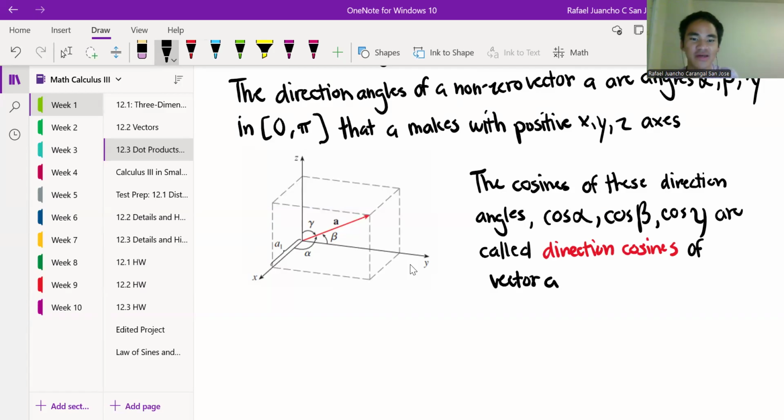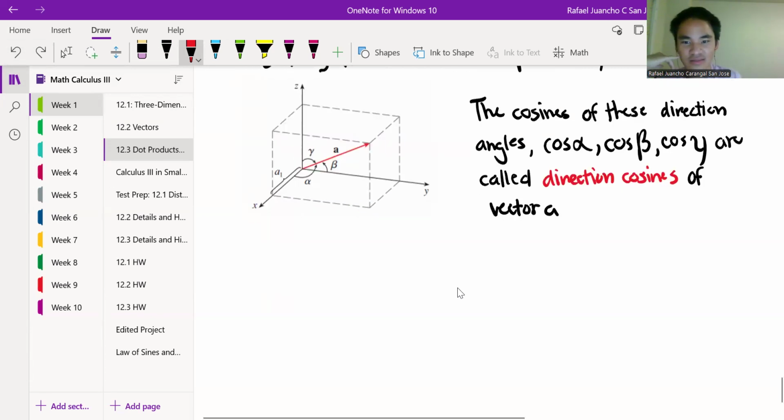So vector A is pointing here. Wow, very, very red. And we have these angles accompanying it, these direction angles. Because we have a vector which has direction, right? So we also have angles to go along with it. But this time it's in 3D, so we have 3 angles to look out for.